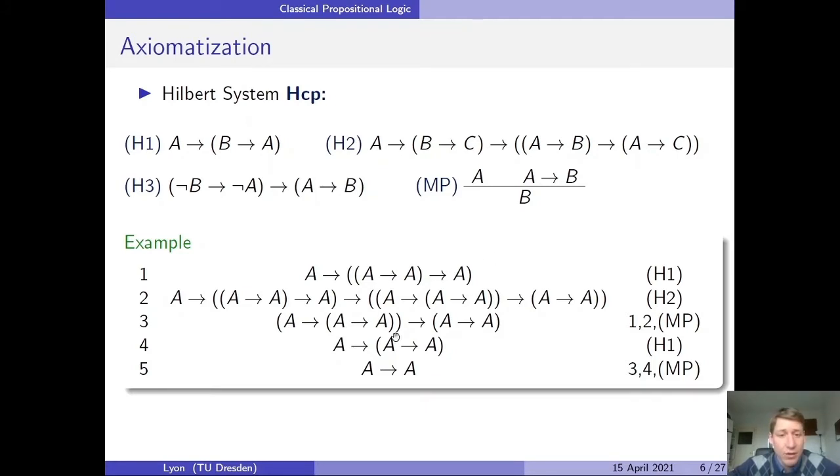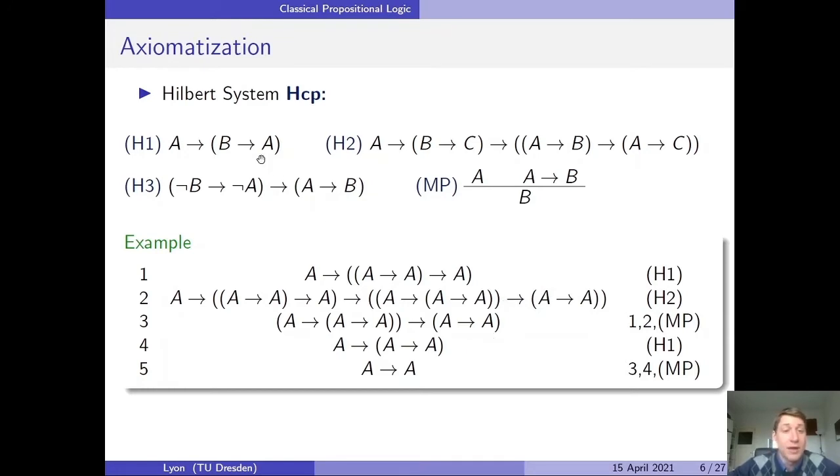So let's look at how A implies A is derived using this Hilbert system. Well, according to line 1, we can take the axiom H1 and instantiate B with A implies A. The formula on line 2 is obtained by instantiating the B in H2 with A implies A and the C with A. And now, since the formula on line 1 is the antecedent of the implication on line 2, we can use modus ponens to derive the formula on line 3, which is the conclusion of that implication.